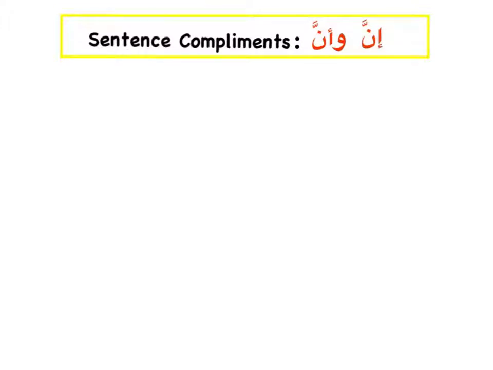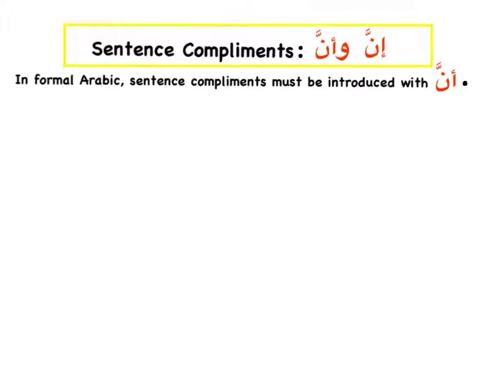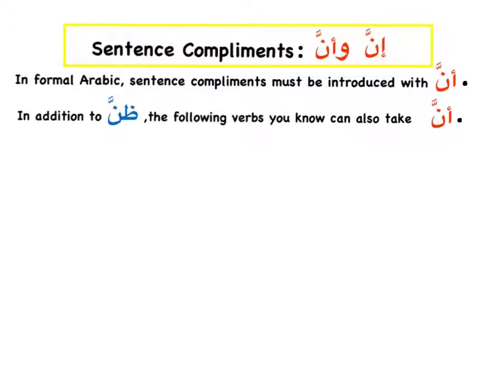So now we're going to see how this translates into Arabic, how we use the equivalent of the conjunction "that" to link sentence complements to the verb. So we said we have inna and anna, and we're going to see how we use them. In formal Arabic, sentence complements must be introduced with anna. Anna, not inna, anna. And this is also true with certain verbs like dhanna, and now we're going to see verbs that can also take anna.